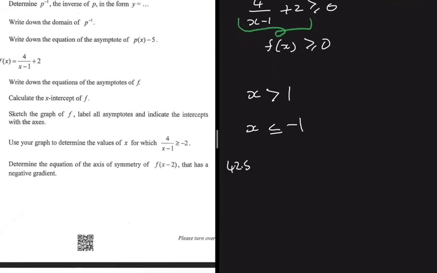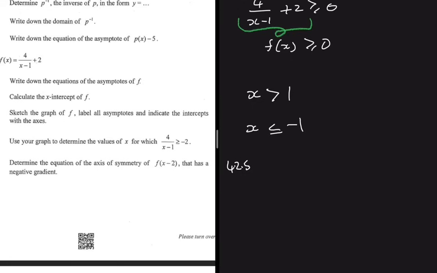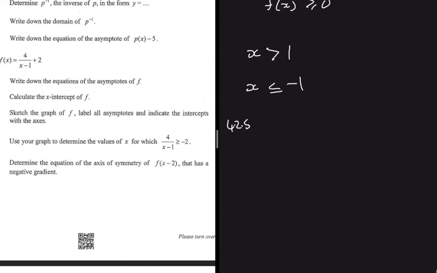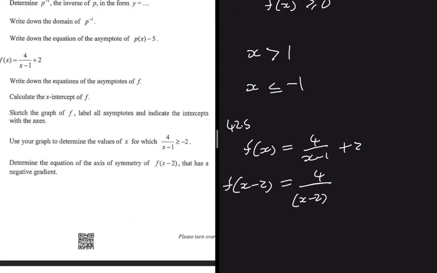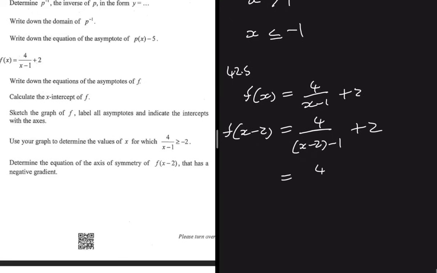And then the last question, 4.2.5. Let's determine the equation of the axis of symmetry of f of x minus 2 that has a negative gradient. So what is this f of x minus 2? Let's figure it out. We know that f of x equals 4 divided by x minus 1, plus 2. So for f of x minus 2, in place of x we're now going to have x minus 2, and then minus 1, plus 2. Right, and then this will be equal to 4 divided by x minus 3, plus 2. So this is what they're talking about when they say f of x minus 2.